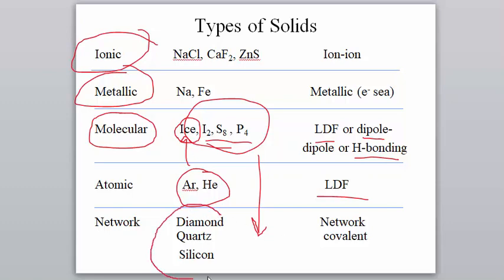And then, of course, on the high end, you have your network covalent solids. I'll give some notes on those. And those are your stronger bonding: diamond, quartz, and silicon.